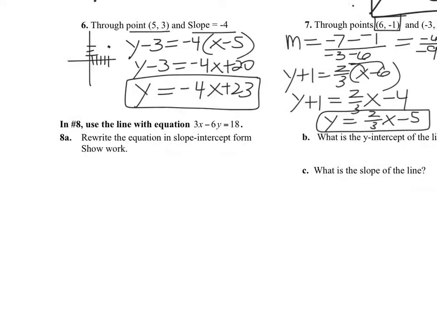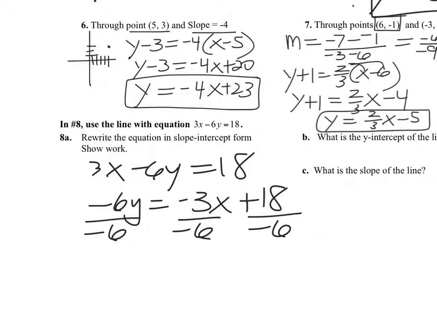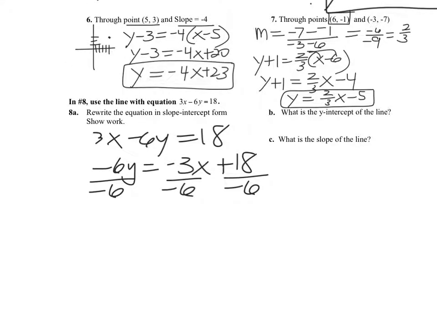All right, number 8. Use the line with the equation 3x minus 6y equals 18. What form is that in? There's an S. Standard form. Good. We're going to rewrite this in slope-intercept form now. So we're going to take 3x minus 6y equals 18, and we want to solve for y. So let's subtract 3x first. Okay, subtract 3x. And what's our next step? Yep, divide everybody by negative 6, all of it. So we get y equals 1/2 x minus 3.